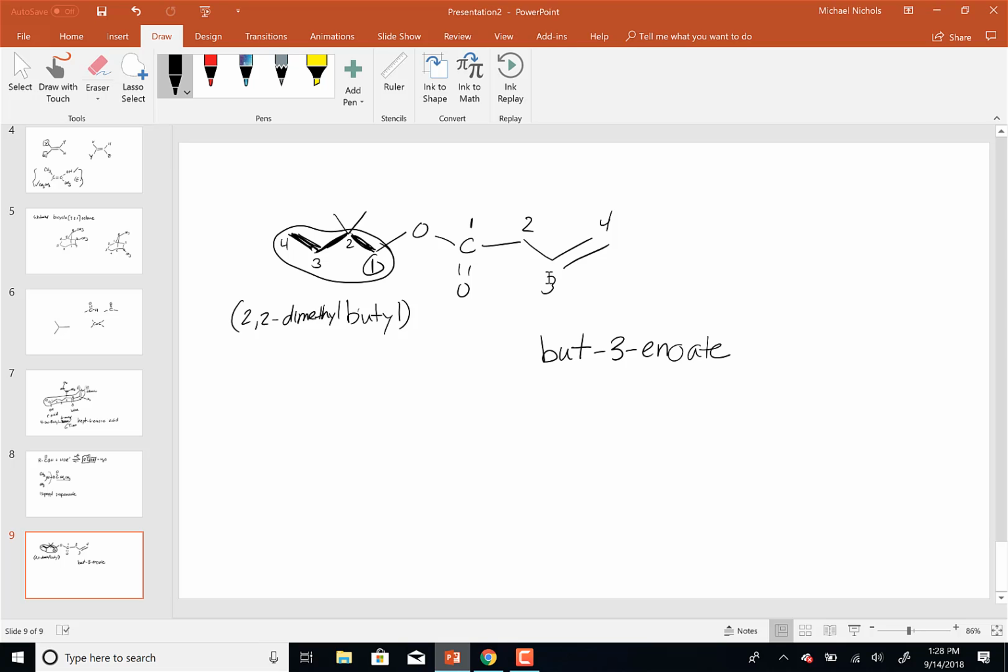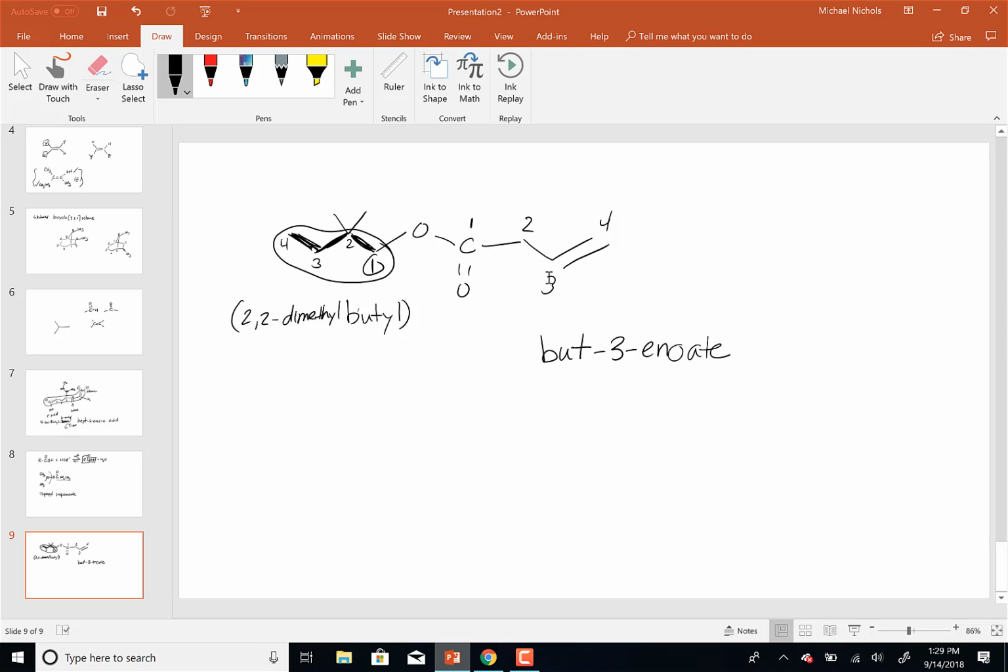Because anoate means single bonds. Enoate would mean there's a double bond. I suppose you could have an inoate where there would be a triple bond. And in front of the ene, I need a number because I need to know where the double bond is. It's between carbons 3 and 4.